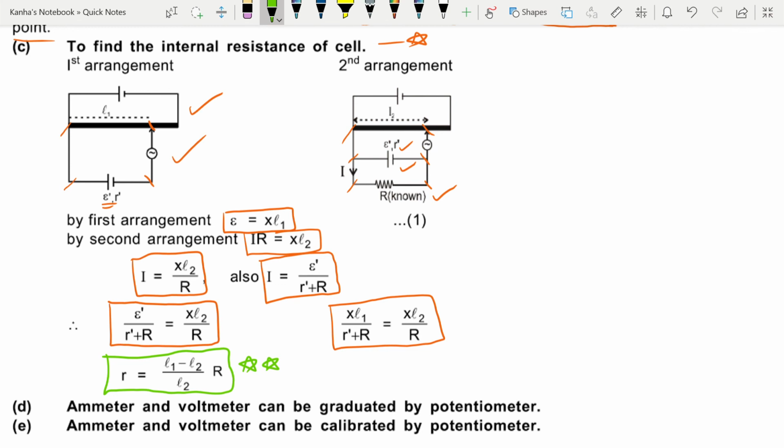So what do we do? In the first case, we do not attach a resistance in parallel. We only attach the cell, and we find the value on the potentiometer wire, which is L1. For the second case, we attach a known resistance R, and then we again find the value, and later we use this formula to find the internal resistance of the cell. Note also that ammeter and voltmeter can be calibrated by the potentiometer. So there are many benefits of using the potentiometer.